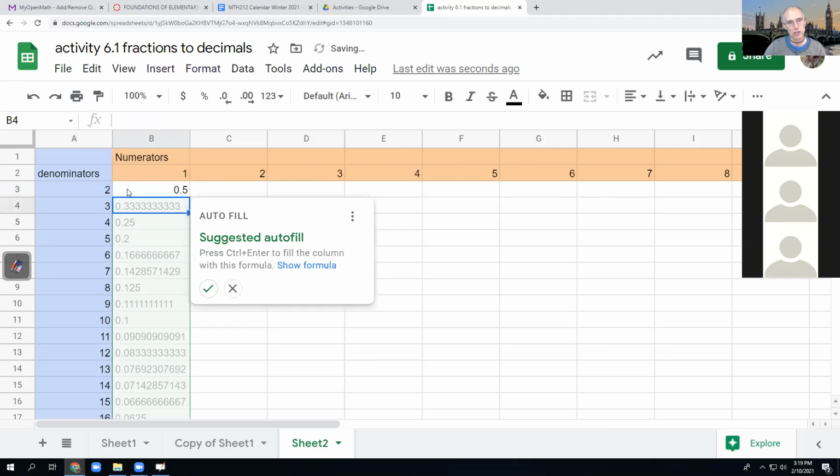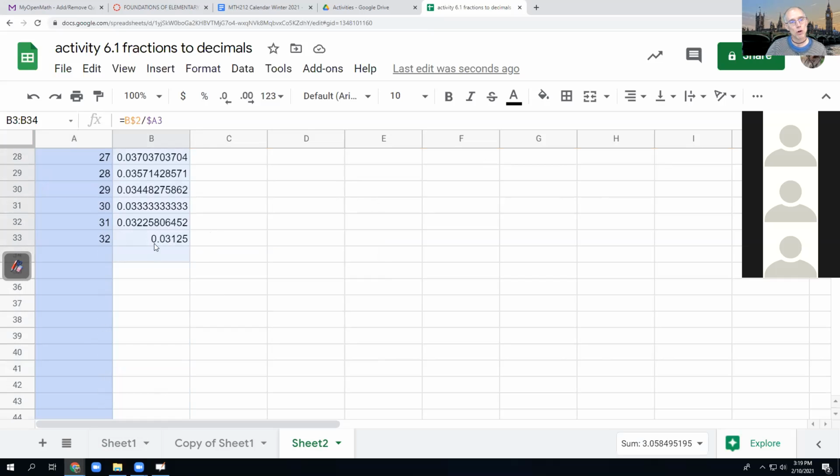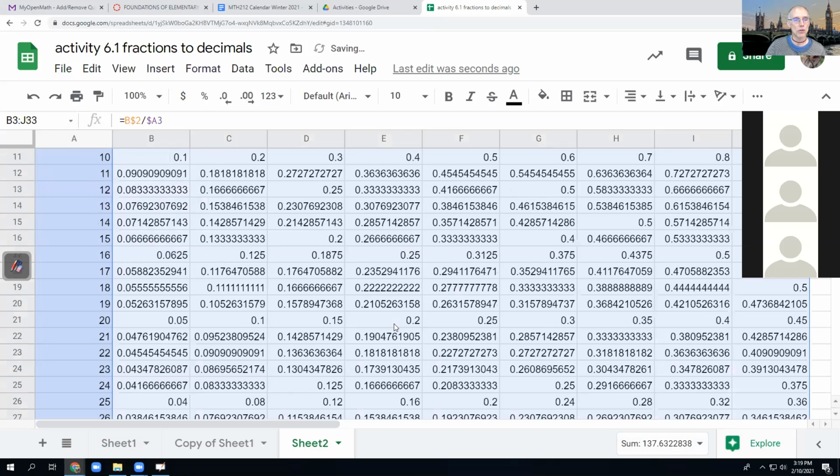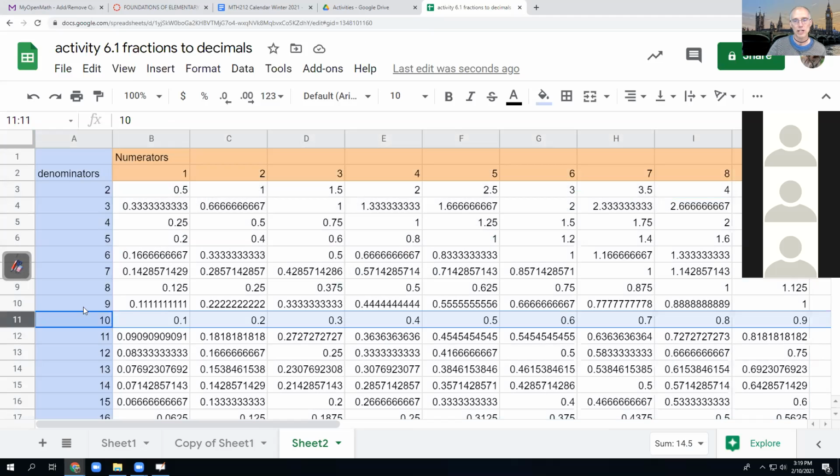So I hit enter, and then it wants to fill down. Sure, why not? And then what I can do is I can highlight that whole column of formulas and fill it to the right as far as I want. So maybe I'll go over here to column J. And let's just confirm that it did it right. The tenths is a good place to look. And notice my tenths all look correct. So that looks pretty good there. So I think I got it right.